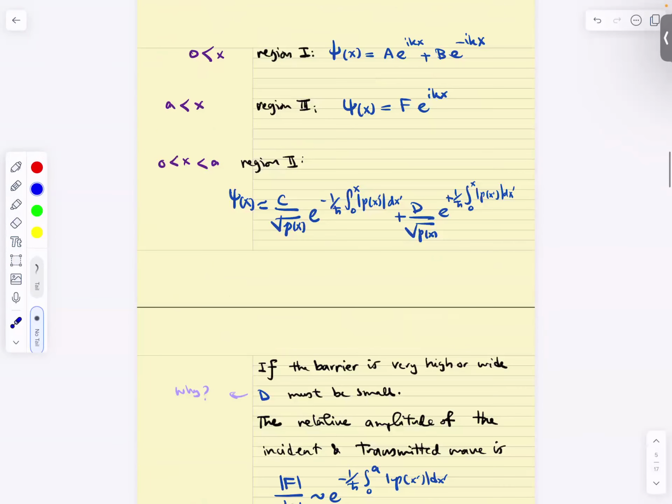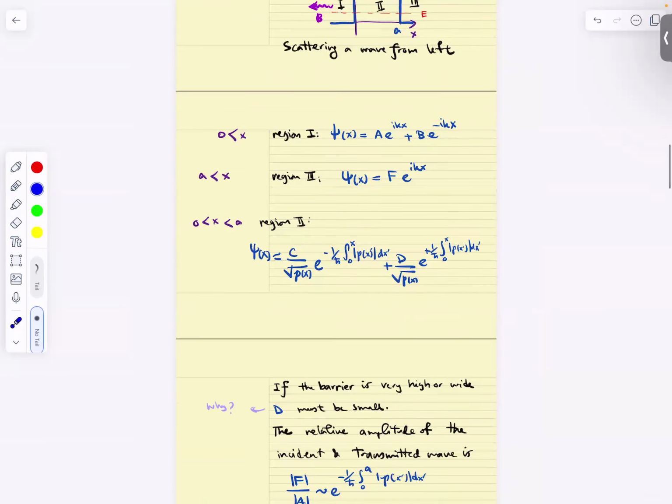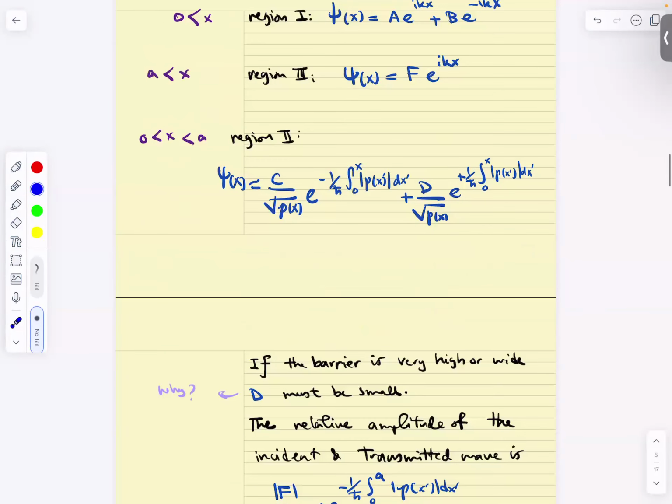So we're going to make the approximation that D is not there, which means that from here to here, the solution is an exponentially decaying thing. Something like this. So what does the solution look like? Let me plot it on the board. The solution looks like this. So this is region 2.